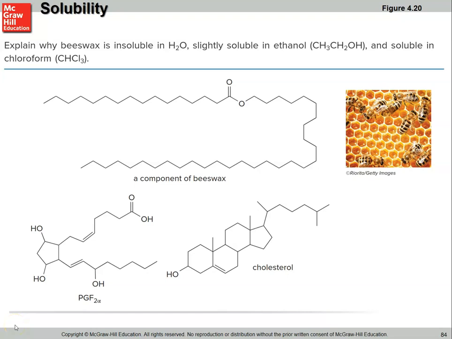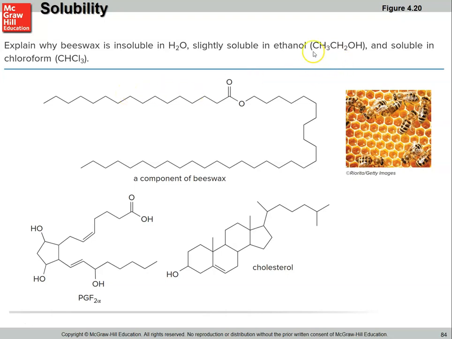Here are the last few slides we didn't quite get to in class for chapter 4. One of the slides we missed was about beeswax and the solubility with different types of solvents. We remember like dissolves like, and we know that water is very polar, and this beeswax component is very nonpolar with just an ester group in the middle. So the chloroform is the least polar solvent. It's going to be the most likely to also dissolve this less polar beeswax group.